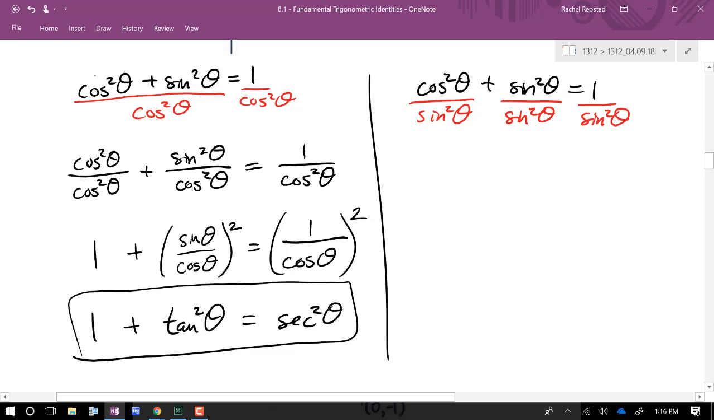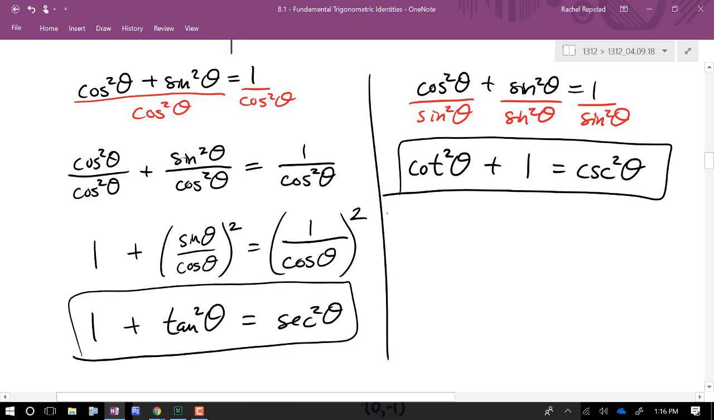Now, what is cosine squared over sine squared? Cotan squared. And sine squared over sine squared, well, that's 1. What about 1 over sine squared? Cosecant squared. Yeah. Nice.